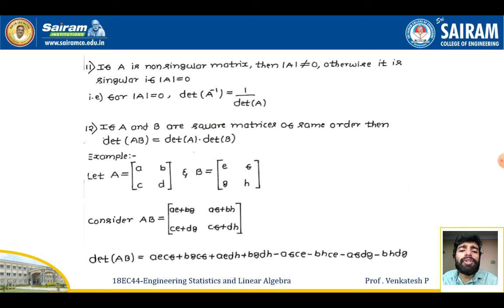Property number 12. If A and B are square matrices of the same order, then the determinant of AB will be equal to determinant of A into determinant of B. So I'm taking two matrices here, A and B. I'm going to multiply both the matrices to get the AB matrix.